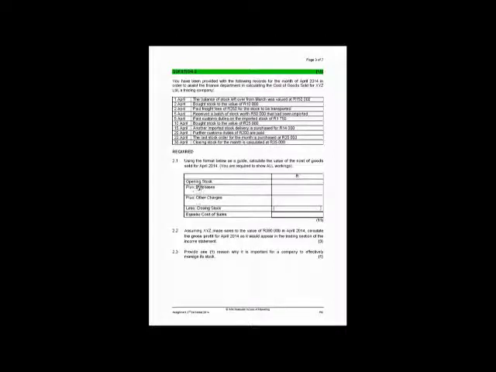However, the 3 dots detail the required information that you need to fill in from the list of balances given. So it starts with the opening stock.